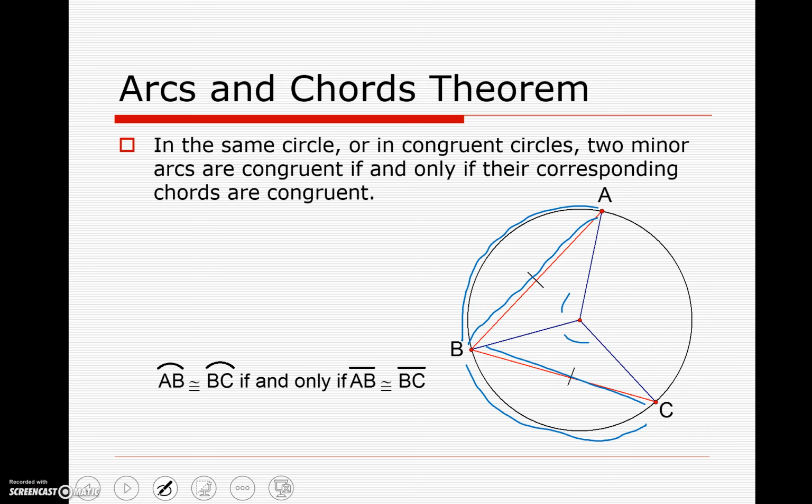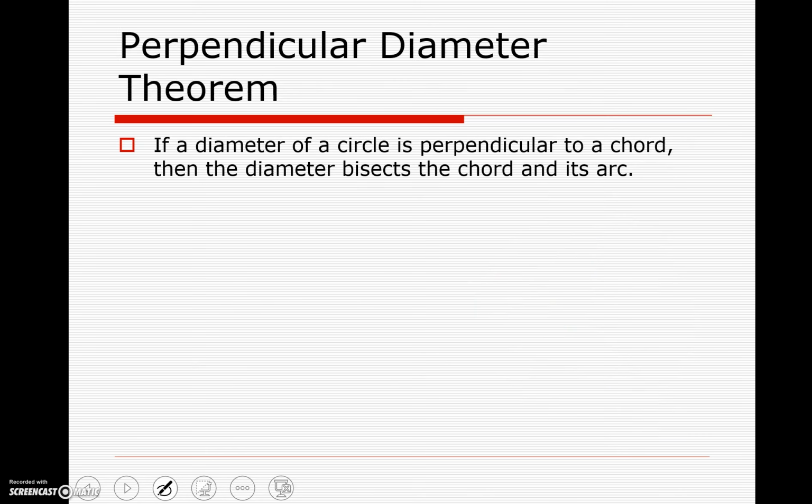So this is just kind of furthering showing in this specific example, arc AB is congruent to arc BC if and only if the segment AB is congruent to BC, which means the converse is also true. The next theorem we have is if a diameter of a circle is perpendicular to a chord, then the diameter bisects the chord and its arc.